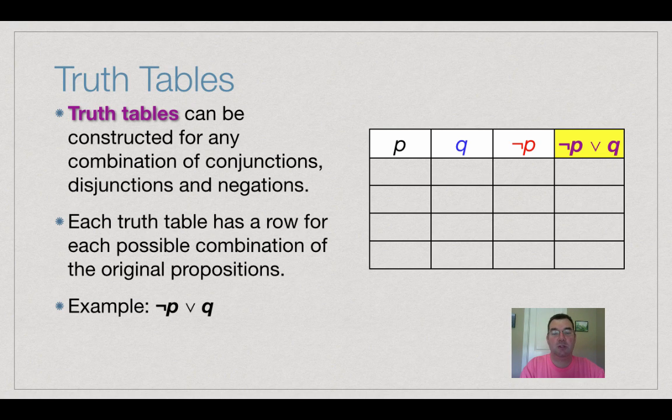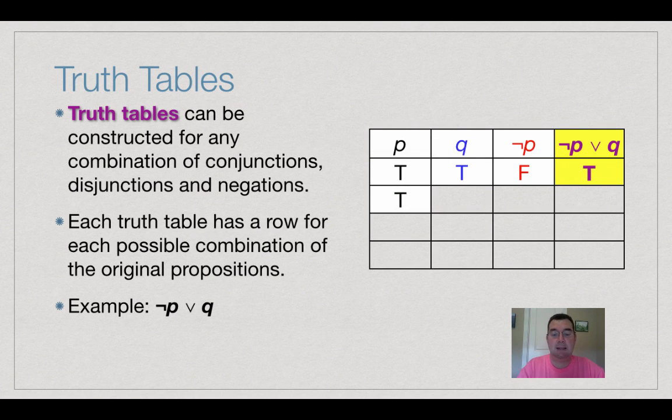Okay, so the first possibility is when both P and Q are true. So when P and Q are both true, what happens in the last column? Well, let's talk about what not P will be equal to. Not P will be equal to false. So if I use an OR on the blue column and the red column, ORs are going to be true if either one of those is true or both. So Q is true even though not P is false, so that statement is true.